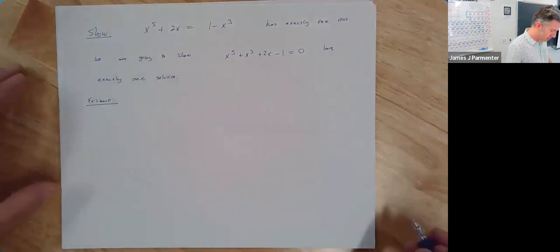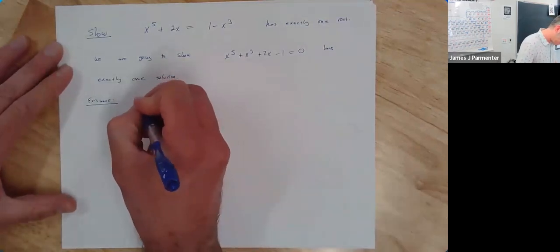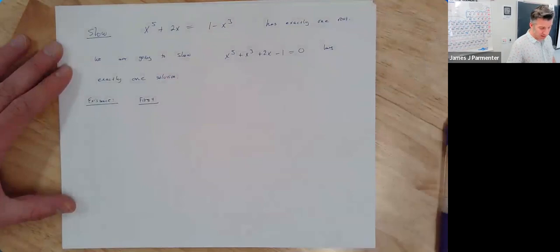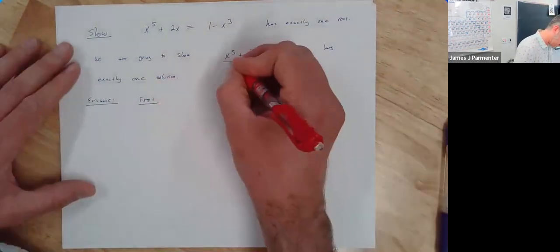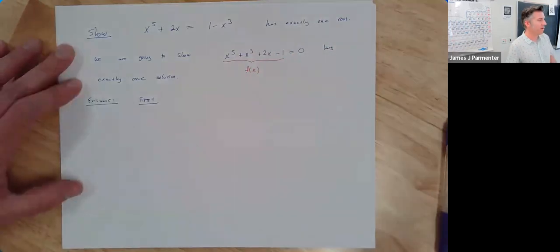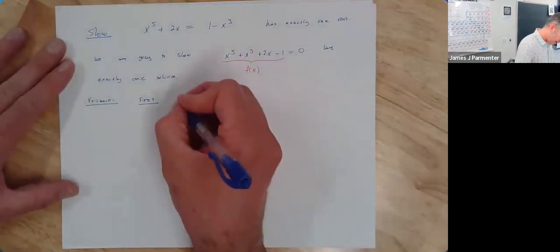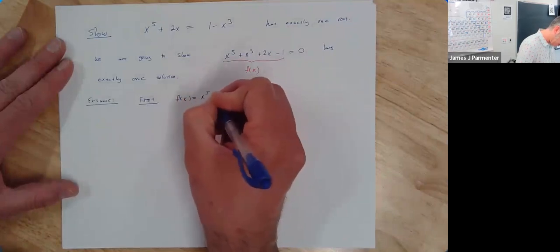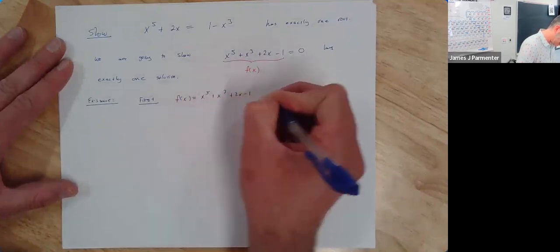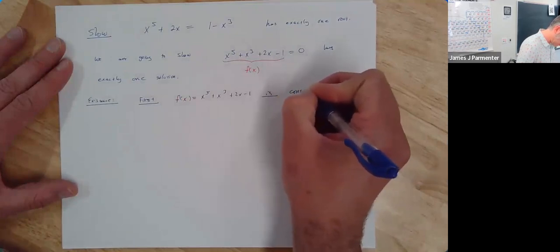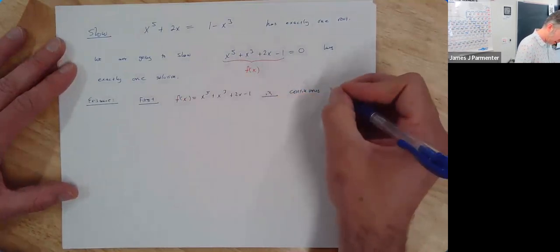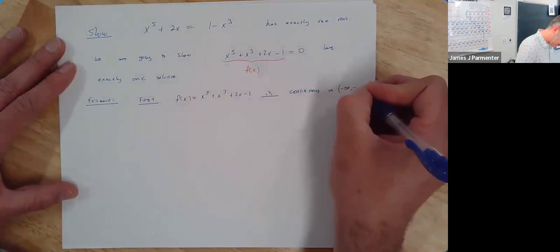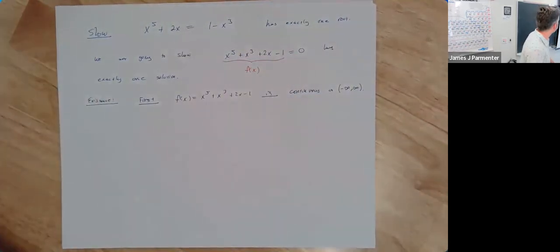But what you should really do here is say, first off, this function, and I do recommend calling this f of x, or whatever letter you like. First off, f of x equal to x to the fifth plus x cubed plus 2x minus 1 is continuous everywhere. I would probably just use the word everywhere. Great, we need that because it's a requirement of the intermediate value theorem.